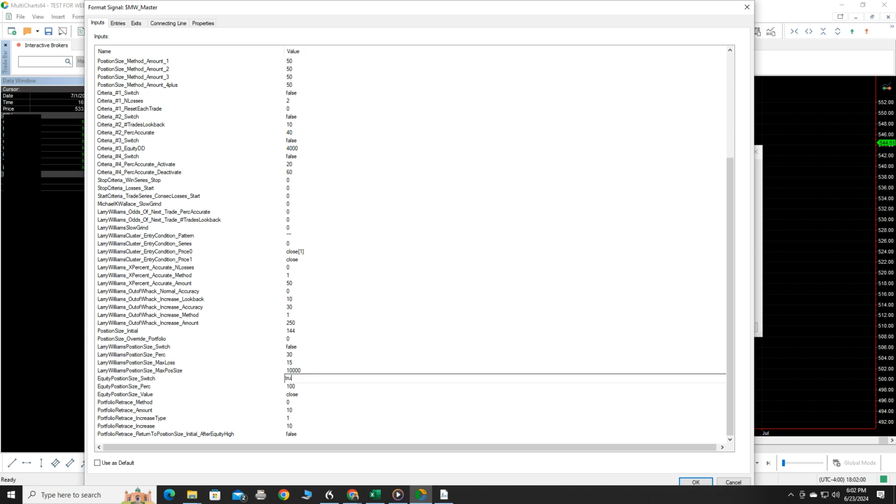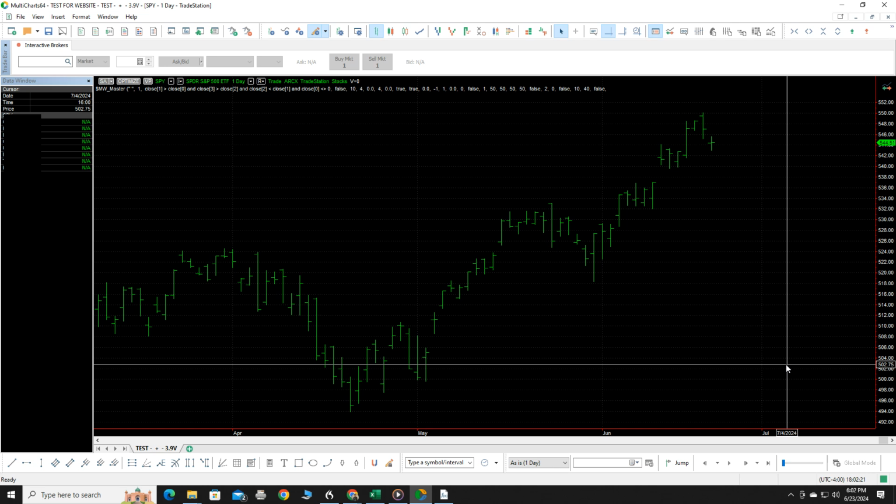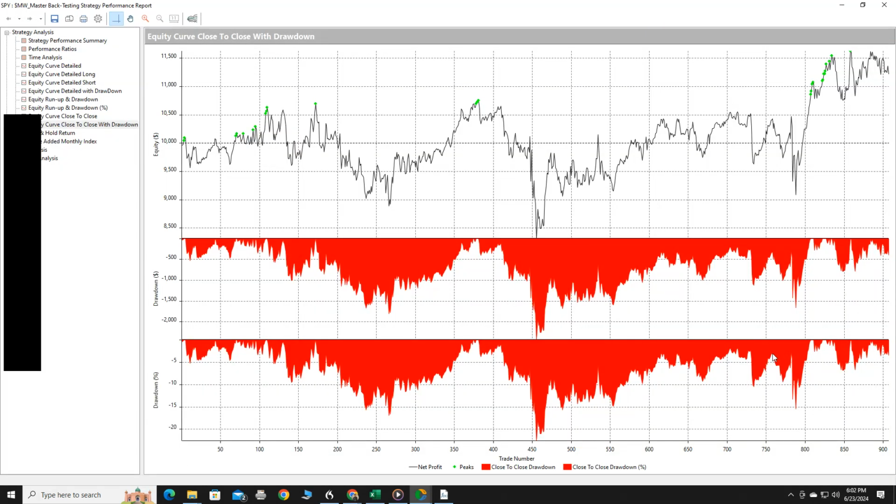Turn this to true. To turn it on, it's set at 100% of the portfolio. Means as I make money in the portfolio, I want to trade every dollar I have, including profits, and divide it by the closing price. Not too great, is it?